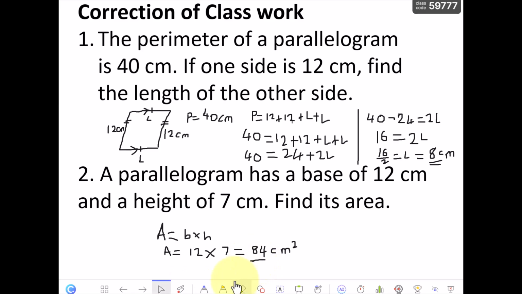So take note of this. Alright, so that is the answer to question number 2. The parallelogram has a base of 12 and a height of 7. Find the area. So area of a parallelogram is base times height. So base is 12, height is 7. So just multiply and get your answer, 84. So that is all with number 2. Number 3 is very easy.